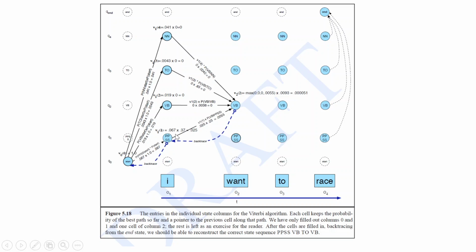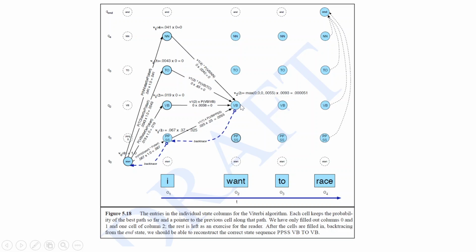So the next step is, we are in this state. Now we will look at again the transition probability from this state to all the states in time slot 2. Again, for each of the states in time slot 2, we are calculating the Viterbi value, and that Viterbi value is whatever V1 we have calculated, times the transition probability from this state to the next state, times the emission probability of want in that particular state.